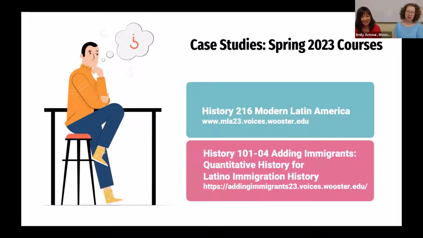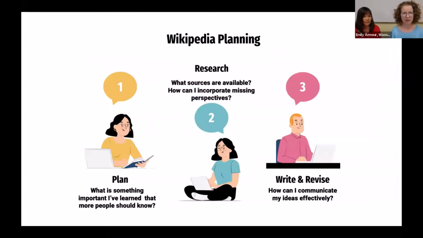I know people in this room probably have taught with Wikipedia in the past, but I just wanted to make a case for the support that WikiEDU provides, making it really easy and accessible. And so I wanted to give case studies about how I specifically adapted it to address these questions about equity and representation and empowering students to be actors from my spring classes. And so I picked one that's a 200 level survey, my Modern Latin America class, and one that's a 101 class where I'm focusing on building quantitative literacy skills.